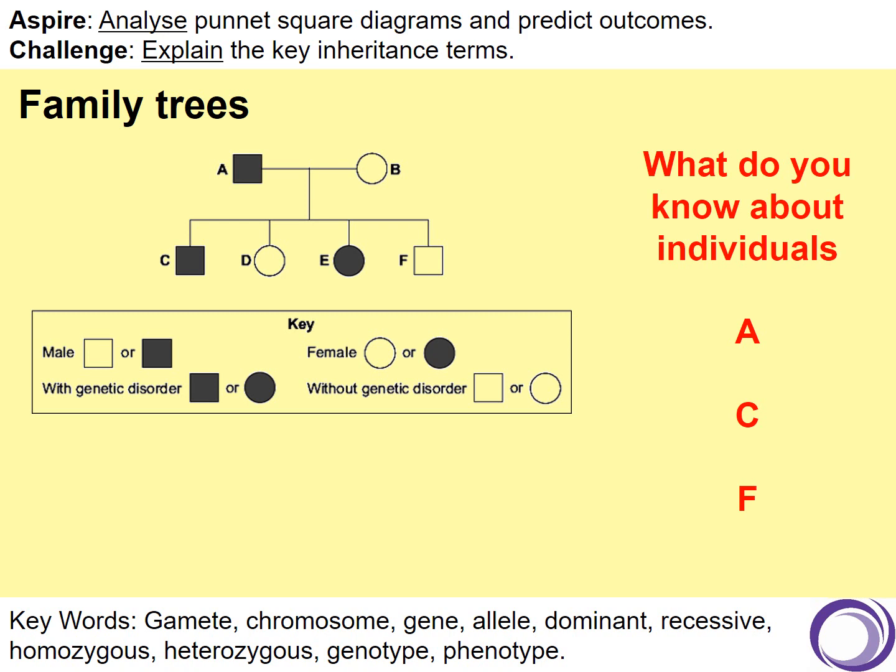You're looking at shapes and you're looking at black or white, and you're looking at those two keys separately to one another. So any of the squares are men, males. Any of the black shapes have the genetic disorder, any of the white shapes don't, and any of the circles are females. The mistake students make is when these questions come up, they're really simple, but they don't take time to fully digest the key. And it's really important that you do that. And we'll do more about these in a later lesson.